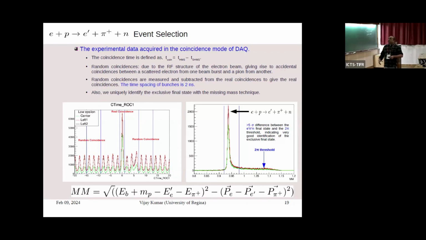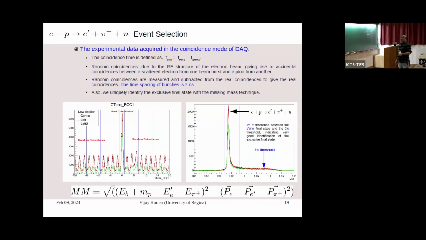In general, we select similar random peaks from both sides. In this case, I selected 3 from left and right, and then I normalized with 6, the number of same peaks. Then I subtracted this random coincidence. And here we can see the missing mass plot, with missing mass on the x-axis. Here we can see this neutron peak, and there is a 5 sigma difference between the 2 pi threshold and this peak. That means we can clearly identify the final state from this missing mass technique.